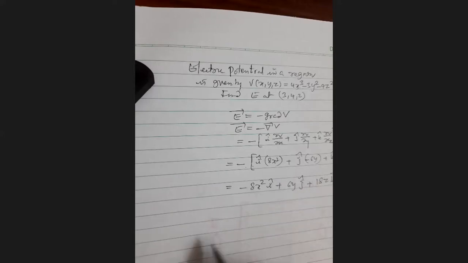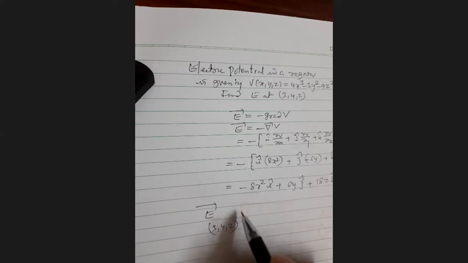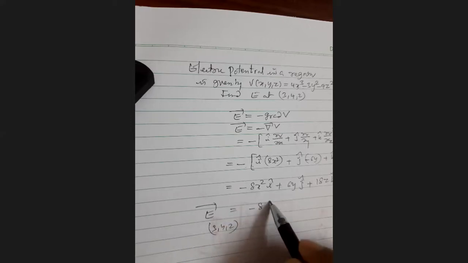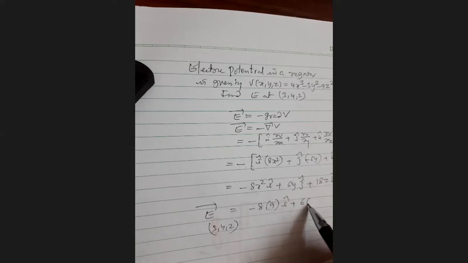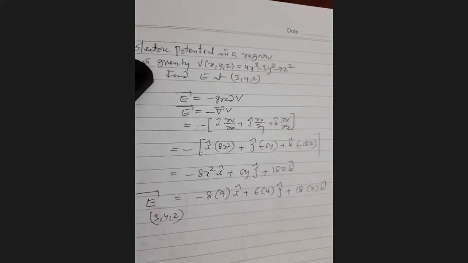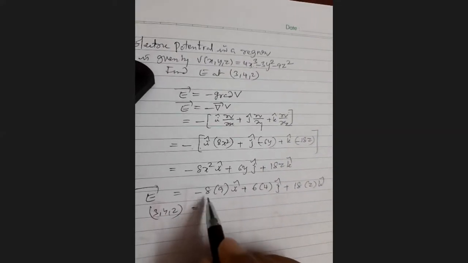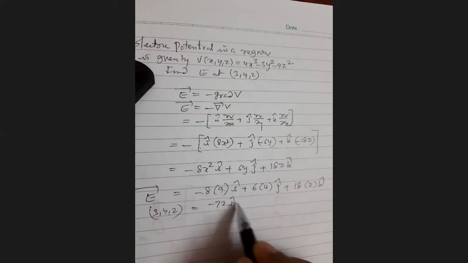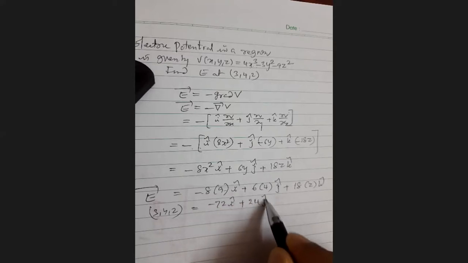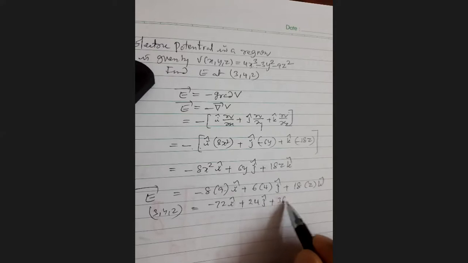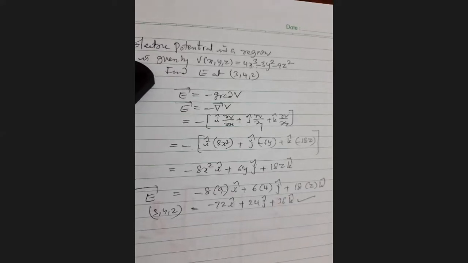That equals minus 8x² i cap, plus 6y j cap, plus 18z k cap. But we have to calculate the field strength at the point (3, 4, 2), so that equals minus 8 times 3² i cap, plus 6 times 4 j cap, plus 18 times 2 k cap. That is minus 72 i cap plus 24 j cap plus 36 k cap. This is the answer.